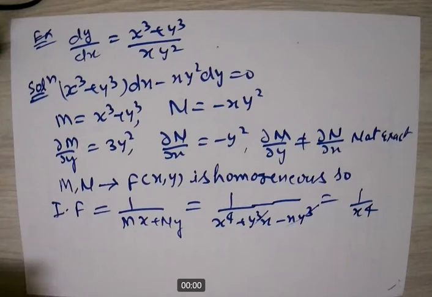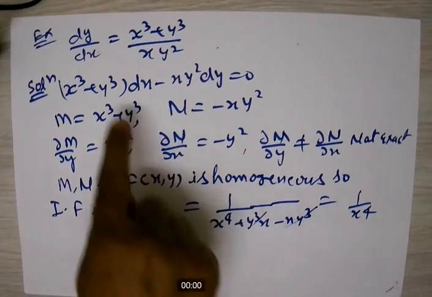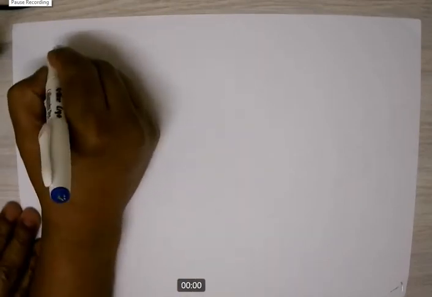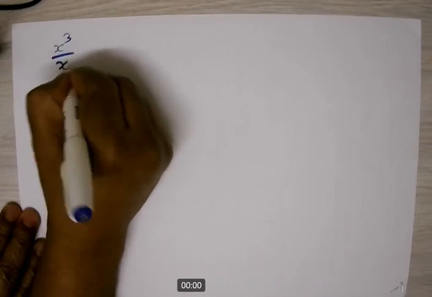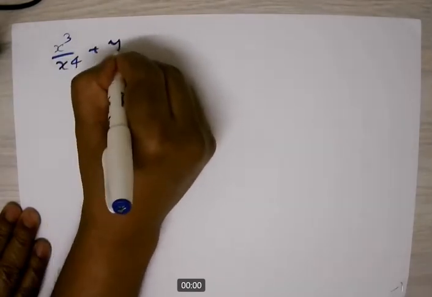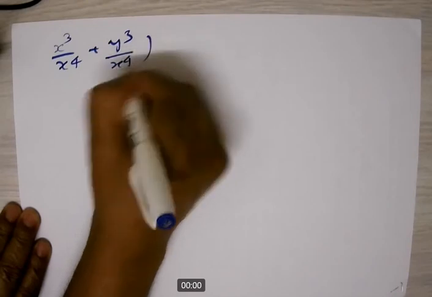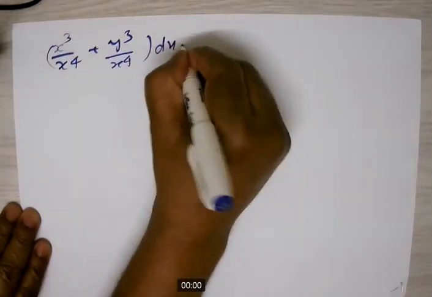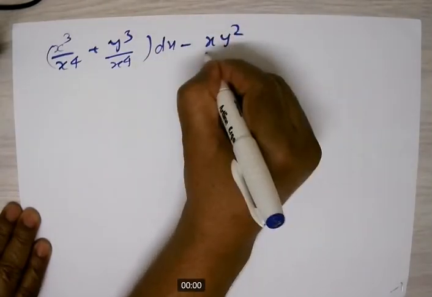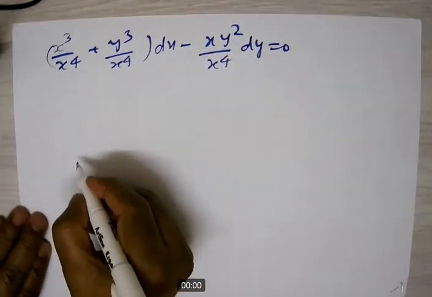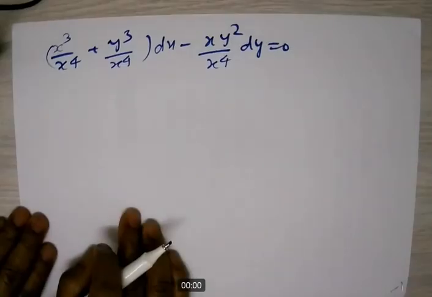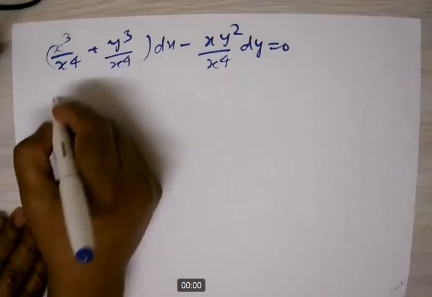So after getting that one, multiply this integrating factor to the given differential equation. We get x to the power 3 divided by x to the power 4 plus y to the power 3 divided by x to the power 4 dx minus x y square divided by x to the power 4 dy equal to 0. Now automatically this becomes exact. So what you have to do, just simplify.